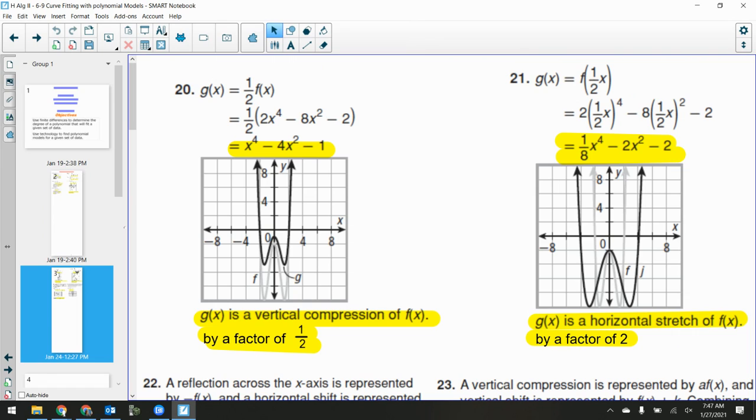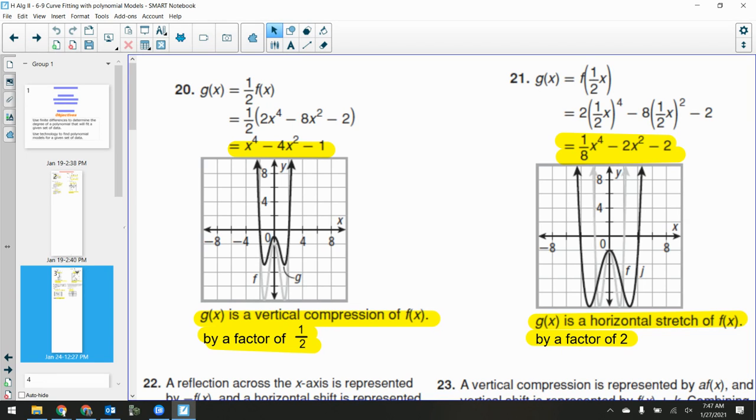There's 20 and 21. Again, you didn't need the graph. I'm just showing it there to confirm what we think happened. The 1/2 f of x is a vertical compression, so it should look like this, like compressing toward the x-axis, and that's what happened. 1/2 times f of x is 1/2 times that whole 2x to the 4th minus 8x squared minus 2. So it's x to the 4th minus 4x squared minus 1.